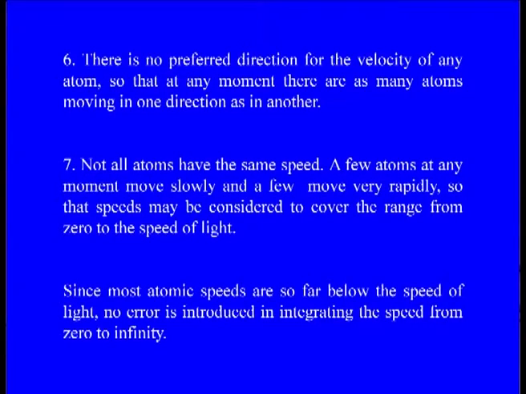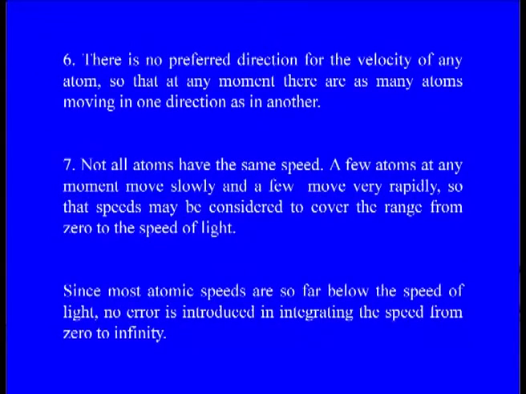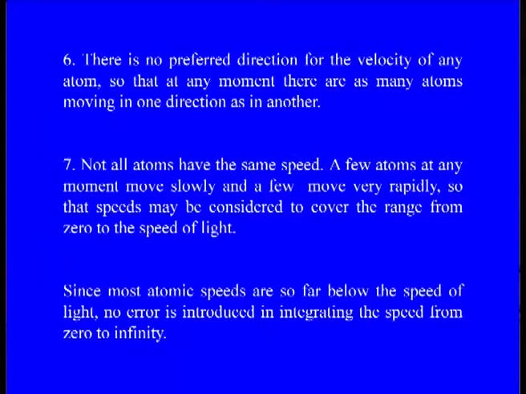Assumption 6, there are no preferred directions for the atoms which are moving in random motion. That means I can find an equal number of atoms in any direction. There should not be any preferred direction for the velocity of any atom, so that at any moment there are as many atoms moving in one direction as in another. This is the most crucial assumption in the kinetic theory of gases.